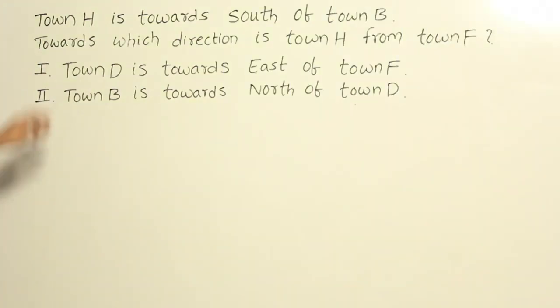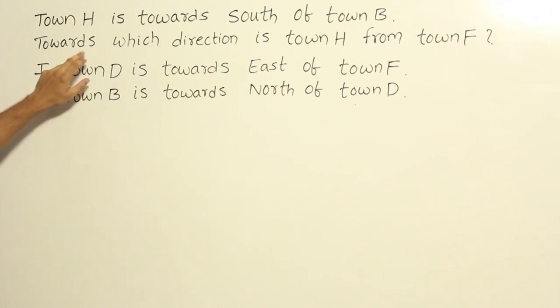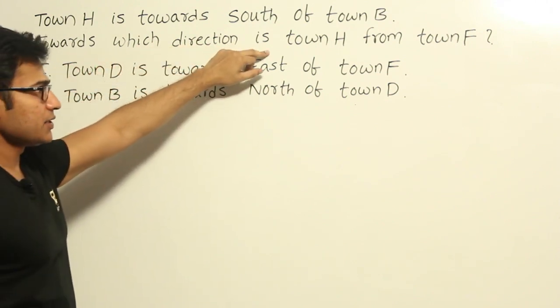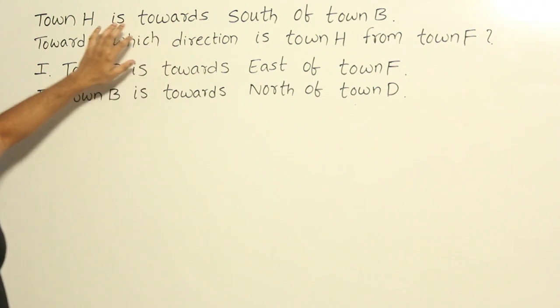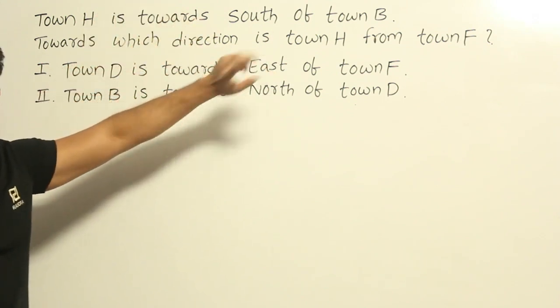Now let's see this question. They are saying that town H is towards south of town B. Towards which direction is town H from town F? So they are giving the relation between town H and town B, and now they are asking the relation between town H and town F.